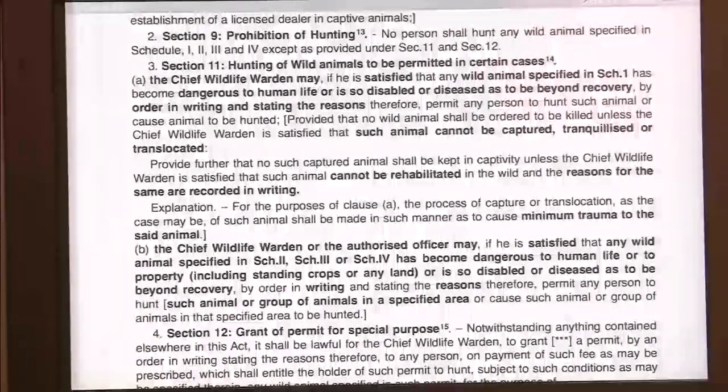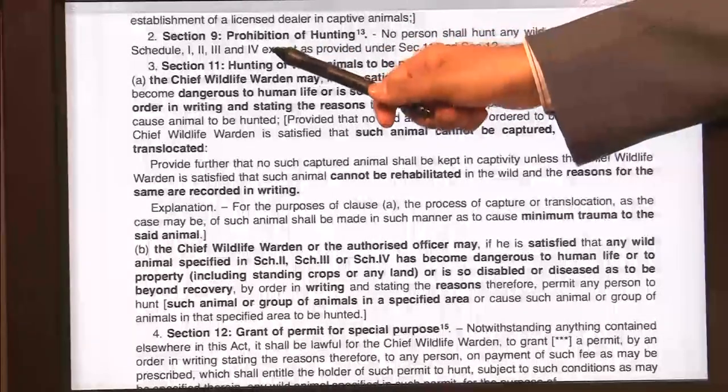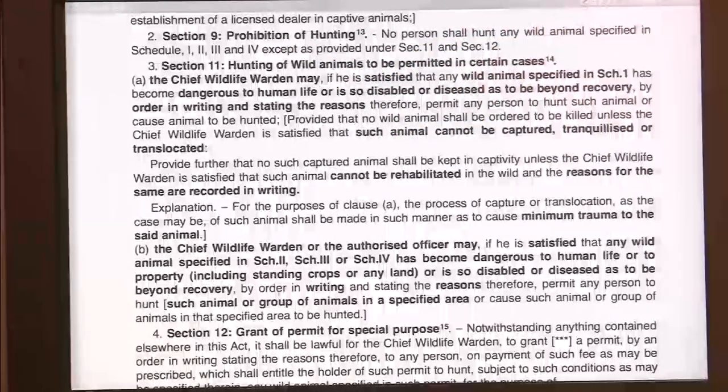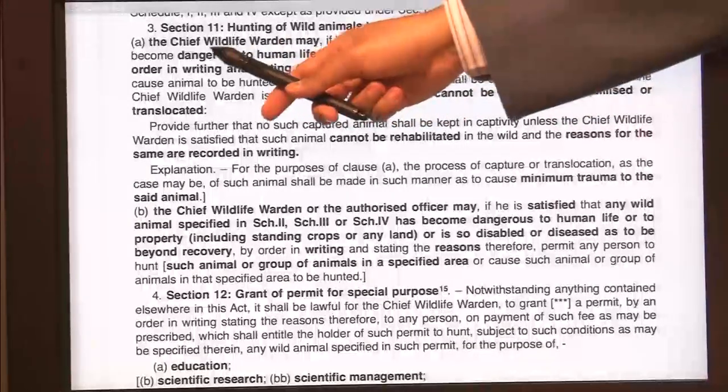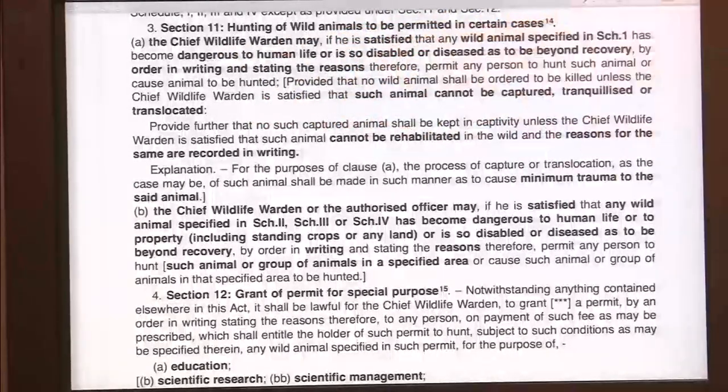Now section 9 is very important, it prohibits hunting. Here also it's important to note that section 9 prohibits hunting, it does not ban hunting, because hunting is permitted under certain circumstances. So hunting of wildlife will be permitted under certain cases, and who is going to give the permission? It's the chief wildlife warden of the state.